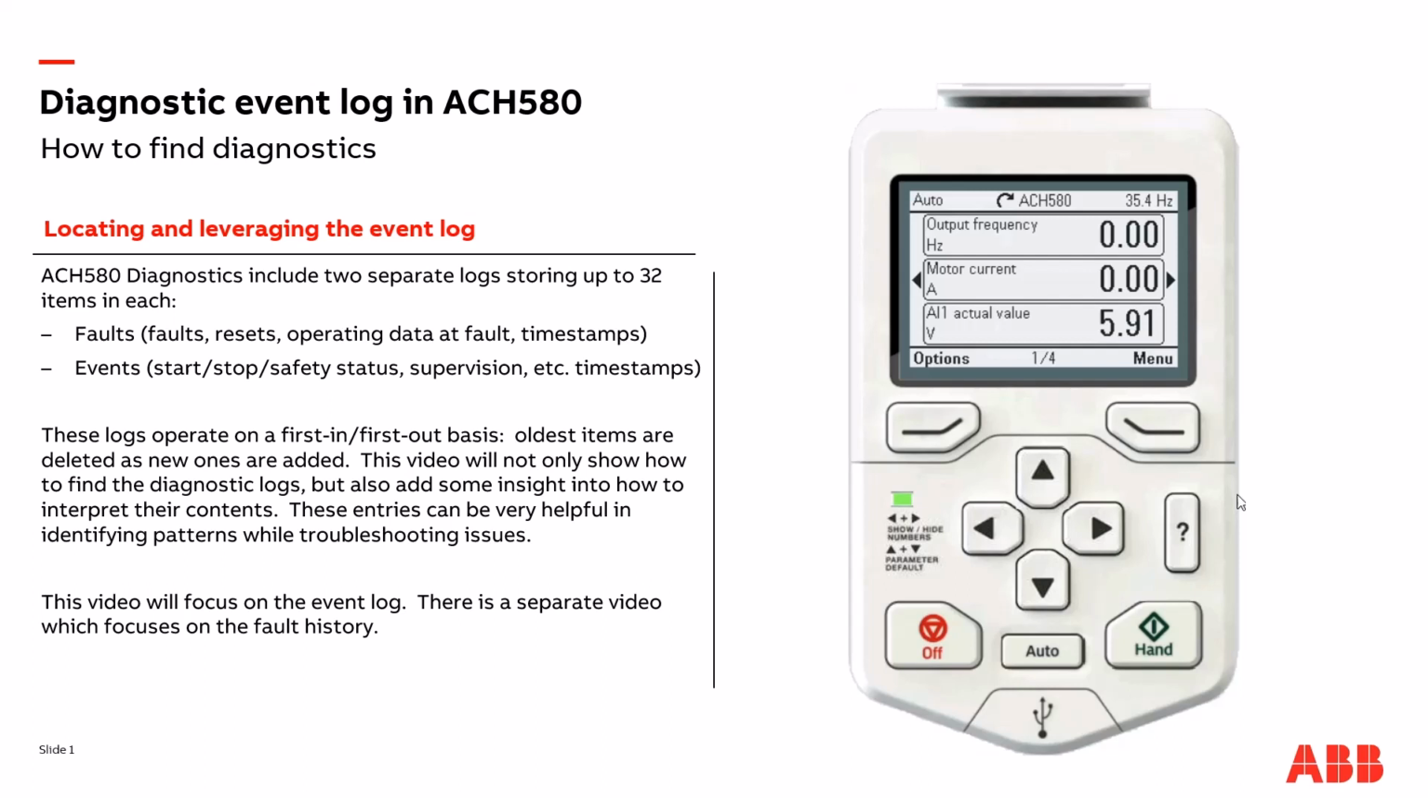But an important item they have in common is the entries in either log contain a timestamp, and this provides great insight into what a sequence of events would be, not only within a particular log, but also between the logs, as the timing of faults and events in the different logs can be cross-referenced to build a timeline of activity leading up to some incident that occurred with the drive. And so these entries are really helpful in identifying patterns while troubleshooting issues.